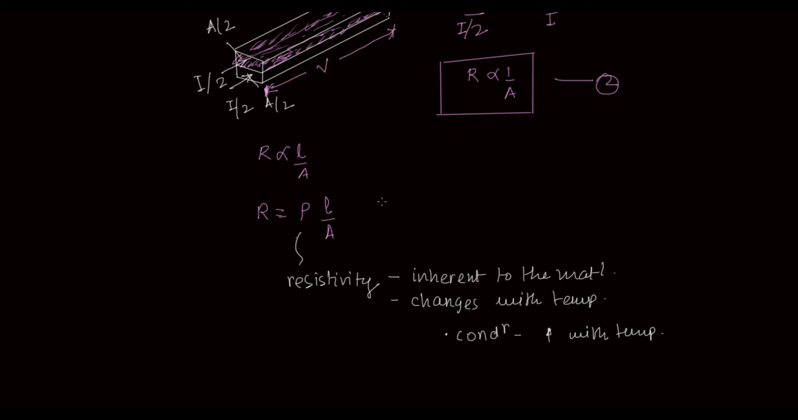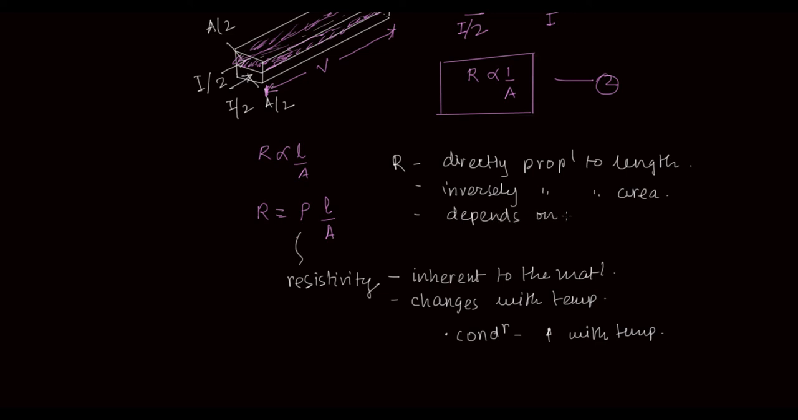So that is that. And my resistance thus becomes dependent on three things. R is directly proportional to length, and inversely proportional to area, and it depends on rho, which depends on the material, so that is the rho part of it.